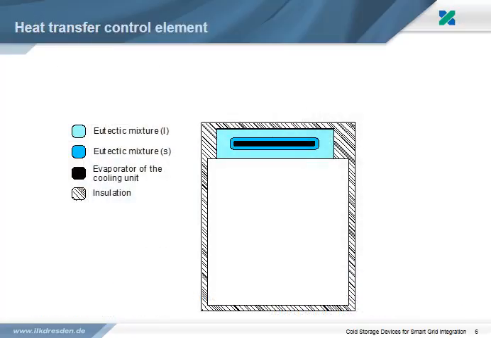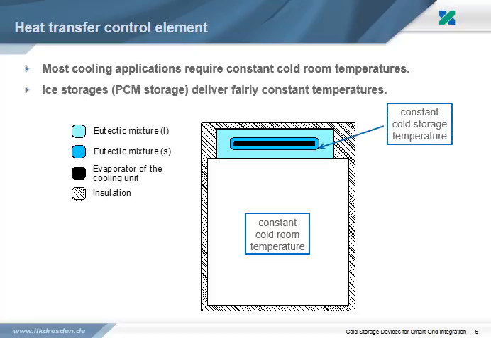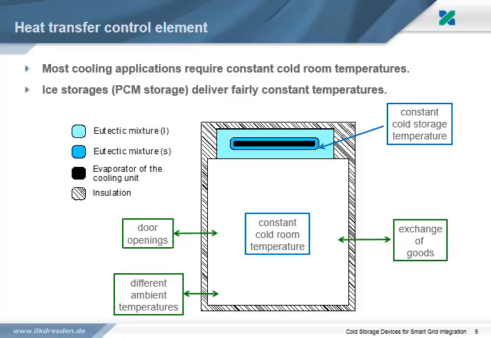The second focus of our work was the heat transfer control element. This picture is a sketch of a thermally isolated room with an integrated cold storage. Most cooling applications require constant cold room temperatures. Ice storages deliver fairly constant temperatures, at least at the solid-liquid phase interface. But under real conditions, we have a number of disturbing influences. For example, door openings, different ambient temperatures, or exchange of goods. To level out these influences, we need a heat transfer control element. As an additional requirement, we set to ourselves that the heat transfer control element should run self-operated, that means without any electricity.